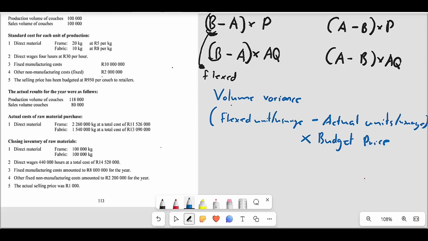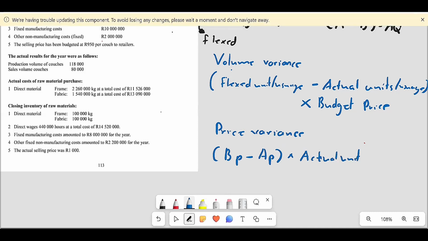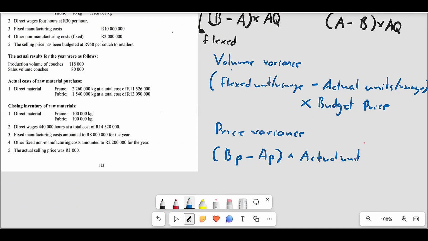Now, let's say, for example, you are doing the price variance. When you are doing the price variance, you take the budgeted price minus the actual price multiplied by the actual unit. Therefore, this will give you the price variance, as simple as it is.